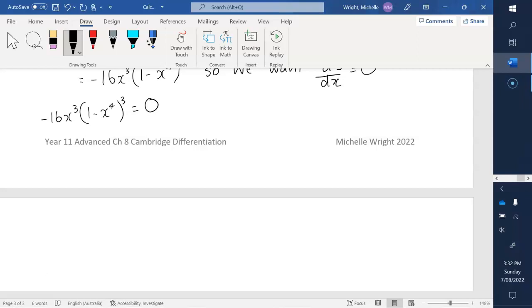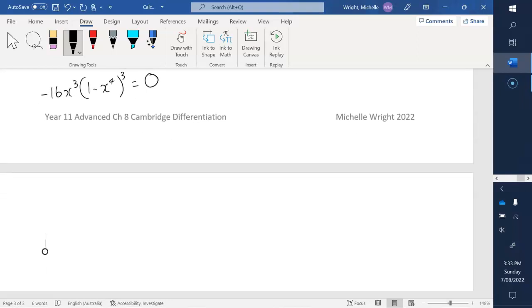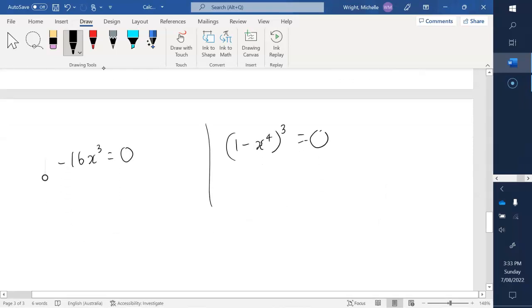Now, we haven't solved things quite this difficult when we were looking at quadratics or graphing curves, but we can look at what that means. I would probably expect this would be more of an extension 1 question. So we're going to let this part equal 0, and we're also going to let this part equal 0. So minus 16x cubed is equal to 0, and (1 minus x to the 4th) to the power of 3 is equal to 0. We're going to play around with these two things to see what our x values are going to be. Let's divide both sides by minus 16 here, and we're just going to end up with x cubed equals 0.